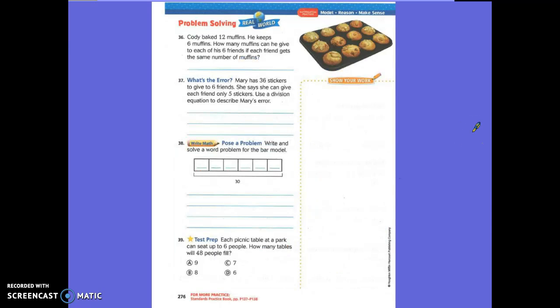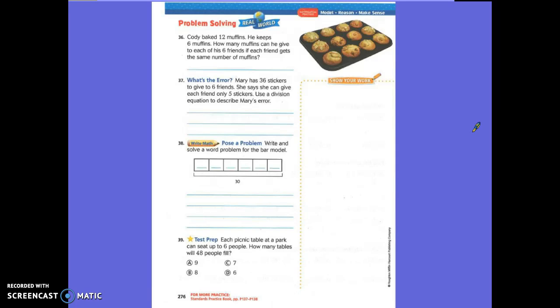Okay, read number 36. Cody made 12 muffins. He keeps 6 muffins. How many muffins can he give to each of his 6 friends if each friend gets the same number of muffins? Guys, this is a tricky problem. They're kind of tricking you a little bit. You cannot just use the numbers in there and divide.